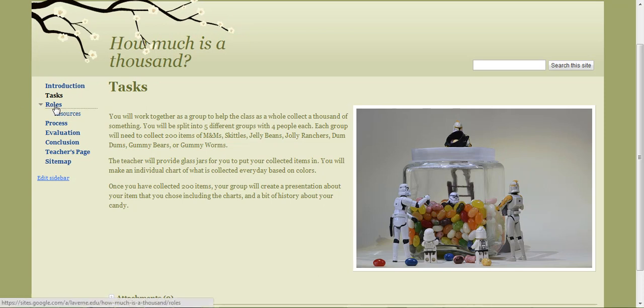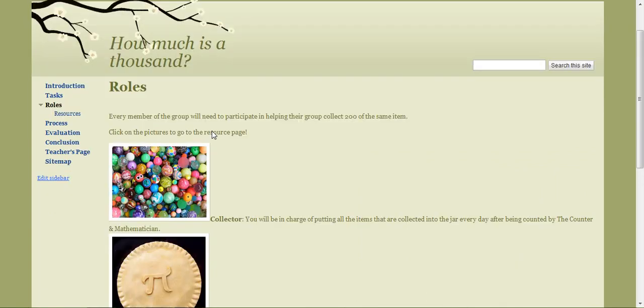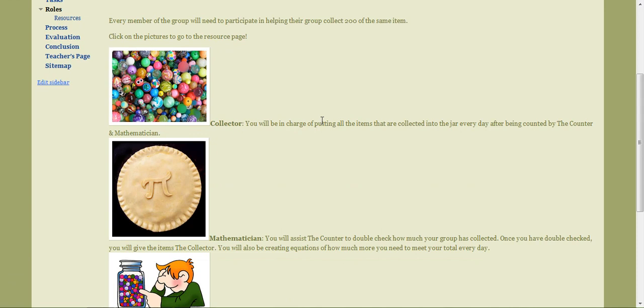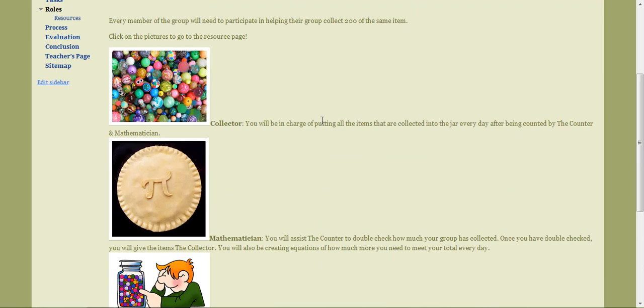The next page is roles. This page tells them about their different roles. Each person has to take on a role of either collector, mathematician, counter, or analyst, and each of them has a specific role in the group. They'll either help each other out at times or do their own thing when they start to create their presentation. As well, each group would have to collect 200 items, not relying on just one person to bring the 200, but everyone in the group collaborates and helps each other out.